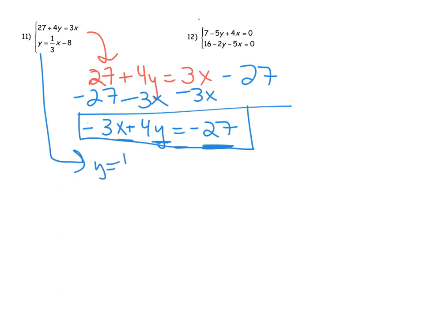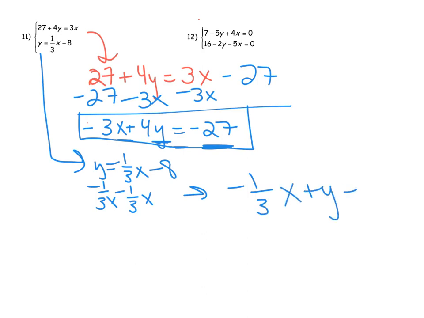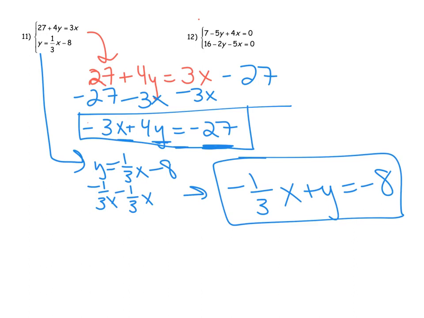So I have y equals 1/3 x minus 8. I'm going to subtract over the 1/3 x. So now I have negative 1/3 x plus y equals negative 8. So those are my two equations that I'm going to use. They're set up very nicely for us. Again, we have the x's are lined up, y's, and what's on the right-hand side of the equal sign. All right, I'm going to erase this, and we're going to create our augmented matrix.